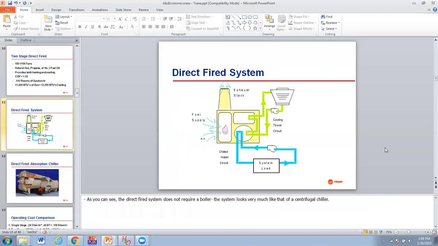This shows a simplified diagram of the direct fired system. The burner is basically a separate module that bolts right onto the side of the chiller as part of it. We don't show the hot water generation here, which we'll see in some subsequent diagrams.